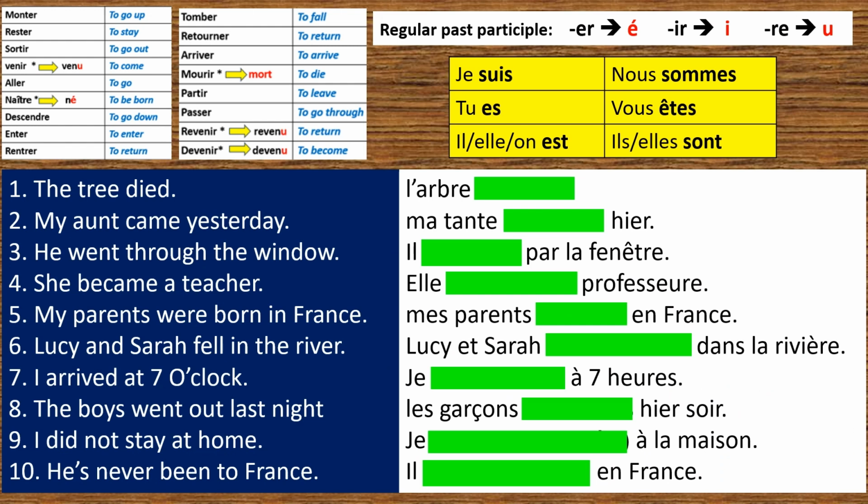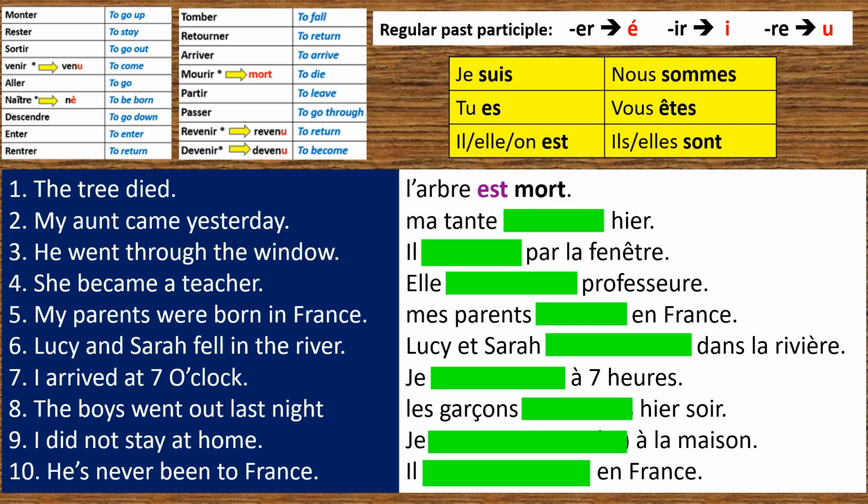Numéro 1, the tree died. Let's be careful, in French we know that we're going to need two parts as opposed to English. So the tree is a masculine word, l'arbre, so it can be considered as "he." So the correct form of the verb être is going to be "est," E-S-T. And then to die is mourir, and the past participle is irregular, it's "mort." Therefore, the tree died is "l'arbre est mort."